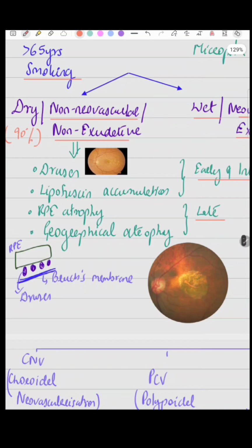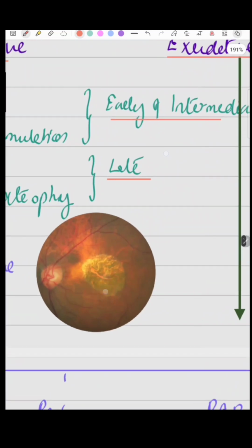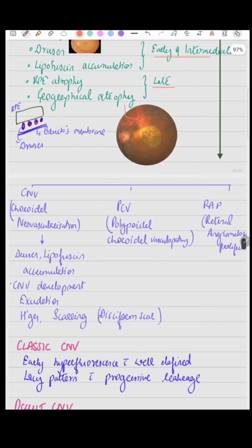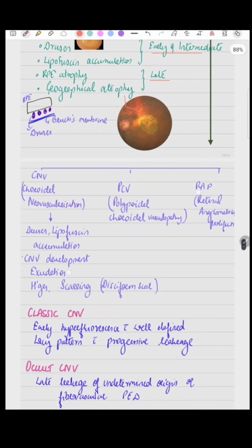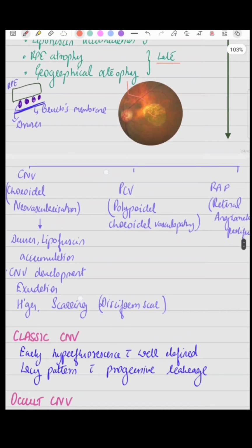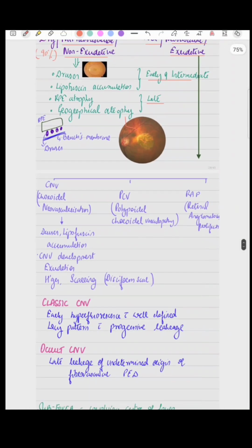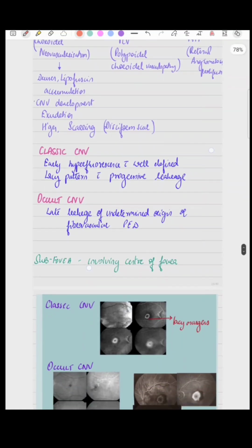In between the RPE layer and Bruch's membrane there is drusen deposition. This is the geographic atrophy, seen in the later stages. Now, wet or exudative: there can be choroidal neovascularization, polypoidal choroidal vasculopathy and retinal angiomatous proliferation. As of now, these are considered separate entities. This we will see later. In choroidal neovascularization, there can be drusen and lipofuscin accumulation, then choroidal neovascularization develops. Hemorrhages will be there. Later on, it can lead to scarring, that is disciform scarring.